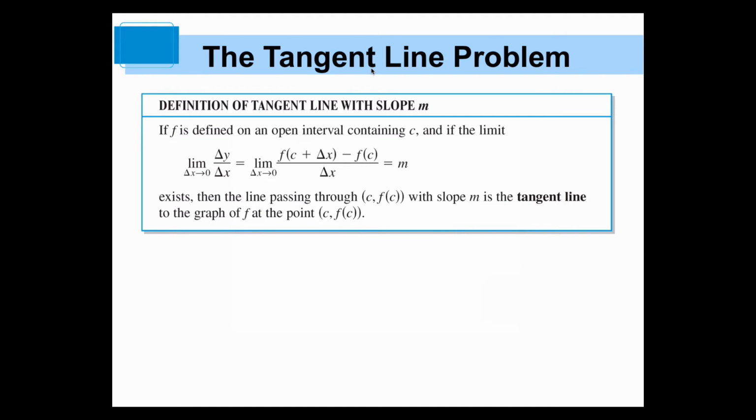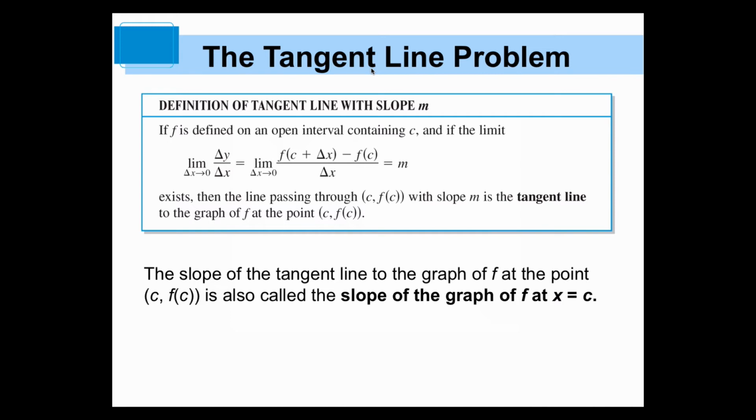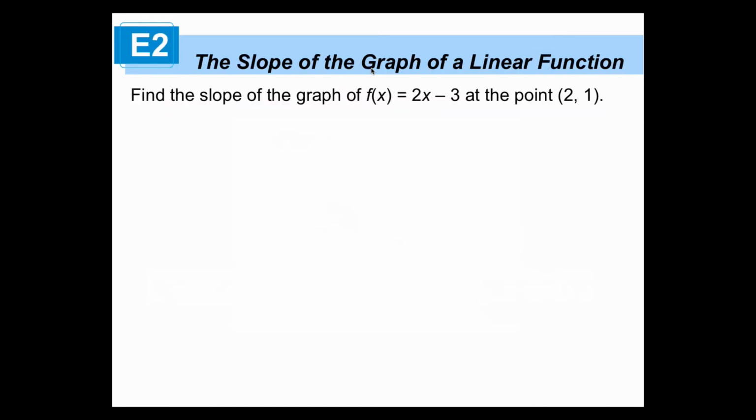Okay, got it? Was that in the book too? Sure. Find the slope of the graph of f of x equals 2x minus 3 at the point 2, 1. We just did this type of problem. I simplified the function. You do this one now. Set up your equation carefully. Multiply everything out accurately. Cancel. Get your answer.